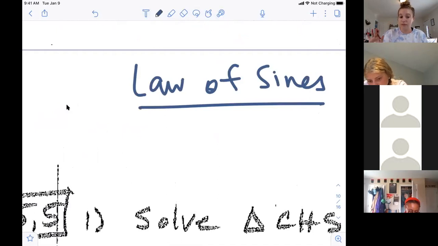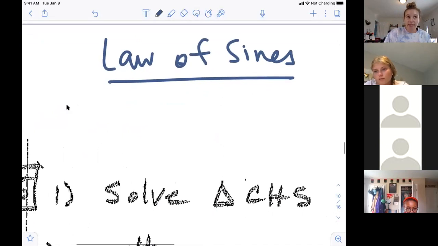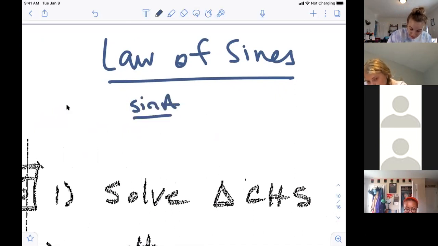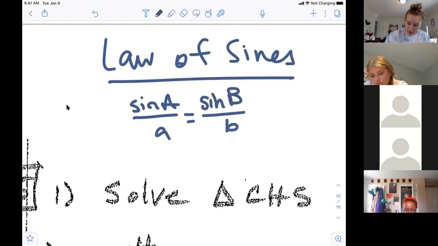So everything we've done so far has kind of been like a formula. Law of sines is essentially proportions that we're going to set up. So it's going to go sine of big A over little a equals sine of big B over little b equals sine of big C over little c.